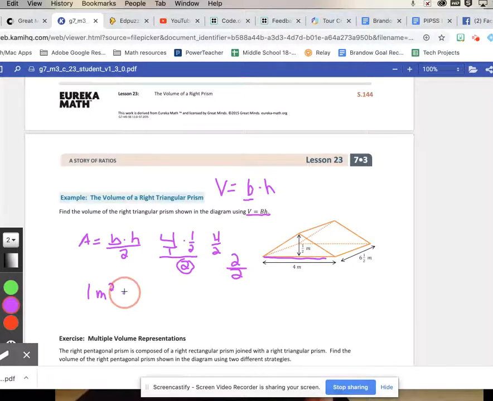Now I have to times that by my height, which is this piece, which is 6.5. And anything times 1 is always going to be itself. And I should say meters. So 6.5 times 1 is 6.5 meters, and the volume is always cubed. So that would be the volume of this triangular prism. Remember, area of the base, which is this piece, times the height.